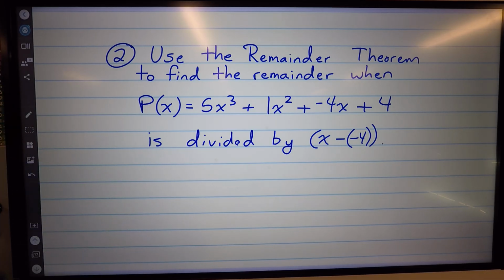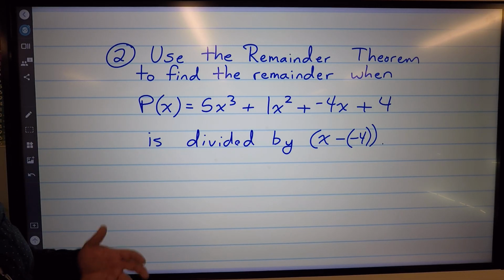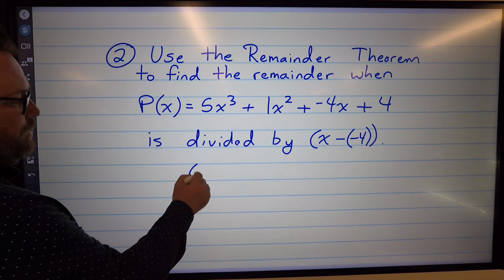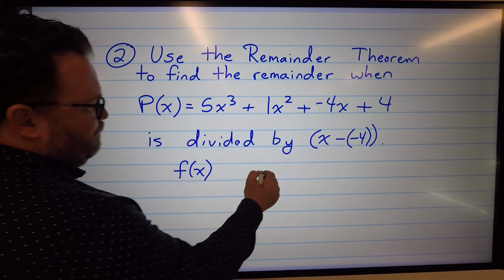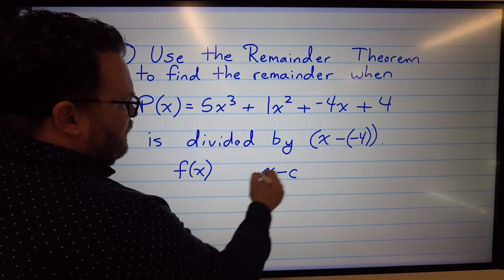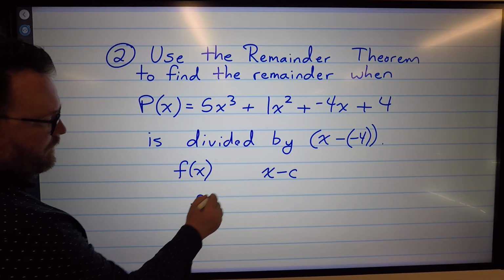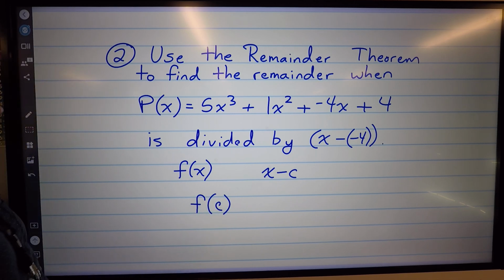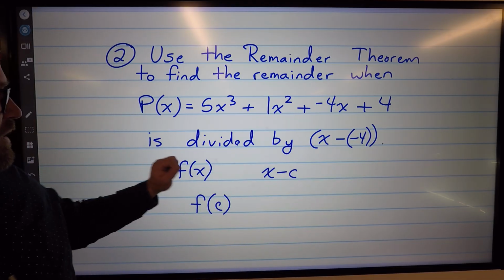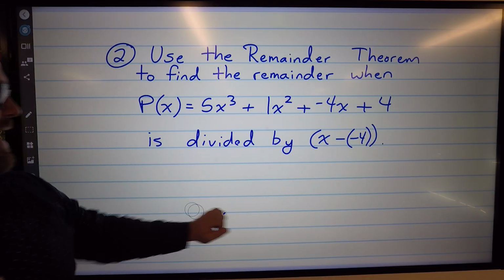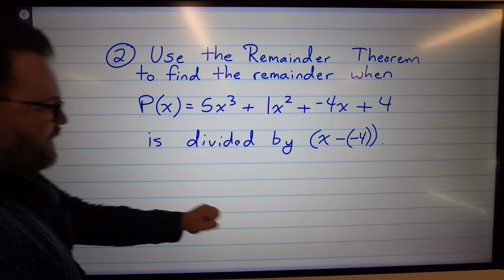So the remainder theorem states when you divide a function f of x by a linear expression x minus c, the remainder is actually going to be the function evaluated at c. So in this case, our c is negative 4. So we're going to evaluate p of x at negative 4, and that's going to give us the remainder.